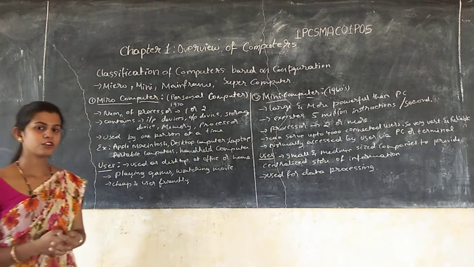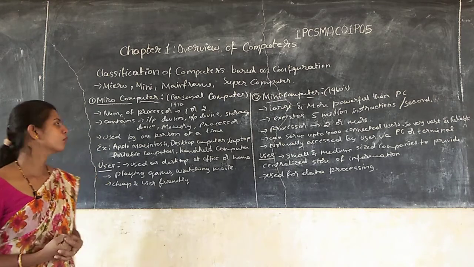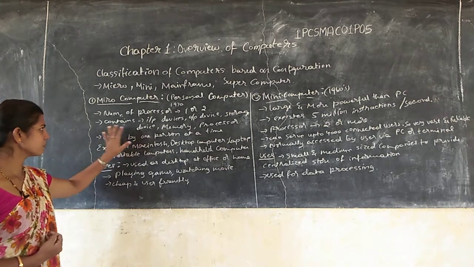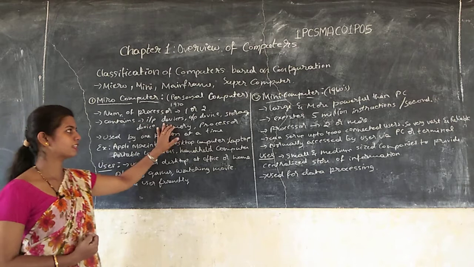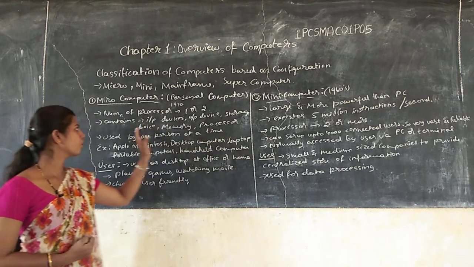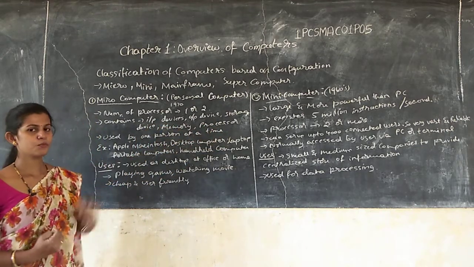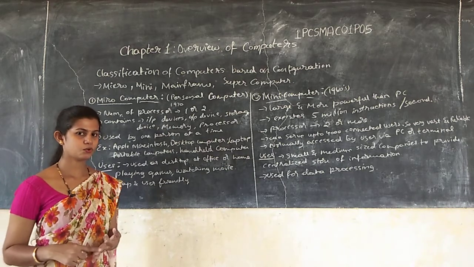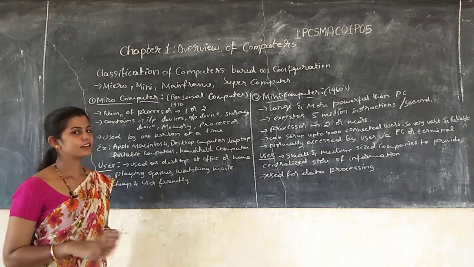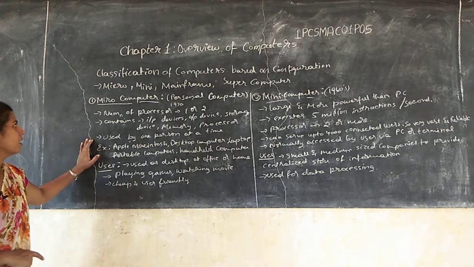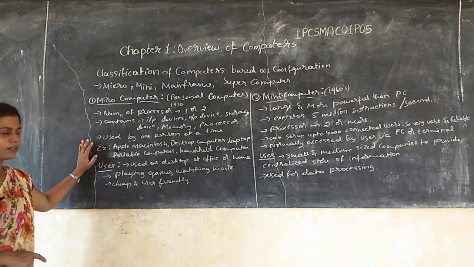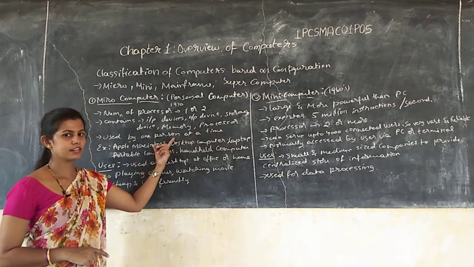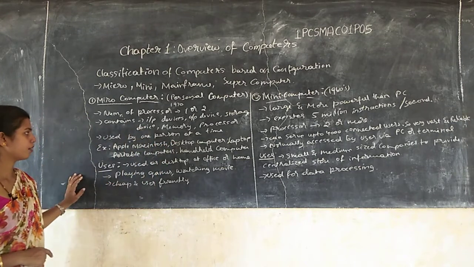The number of processors used here is one or two, and microcomputers contain input devices, output devices, storage devices, memory and a processor. Microcomputers are used by one person at a time. At a time, only one person can use the microcomputer.